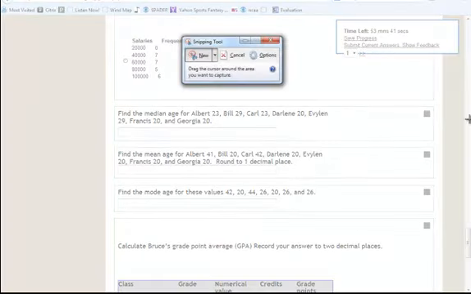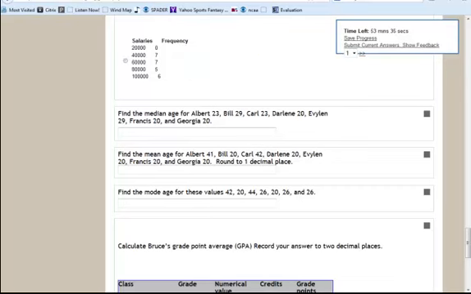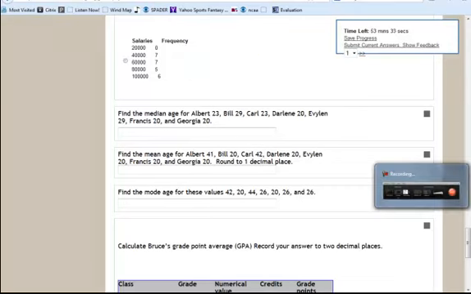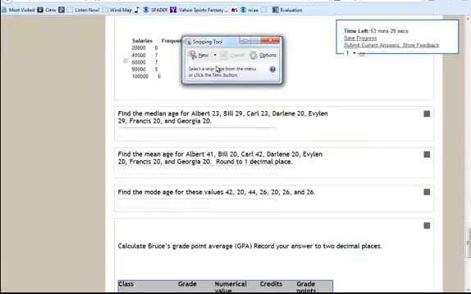To find the mean, what you want to do is to add them up and divide by how many there are. So let's take the mean here.